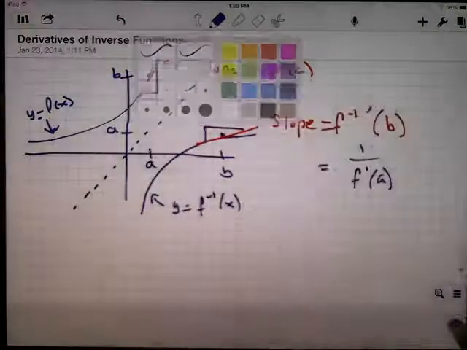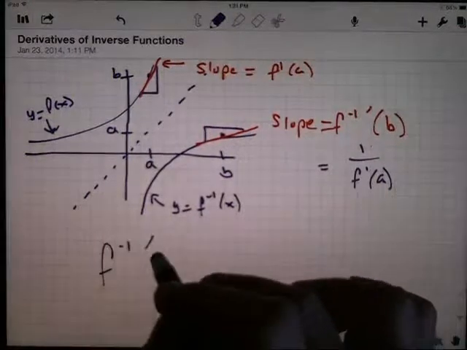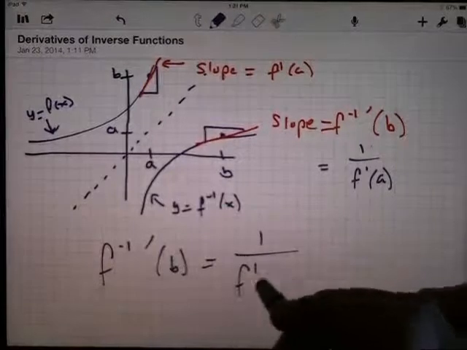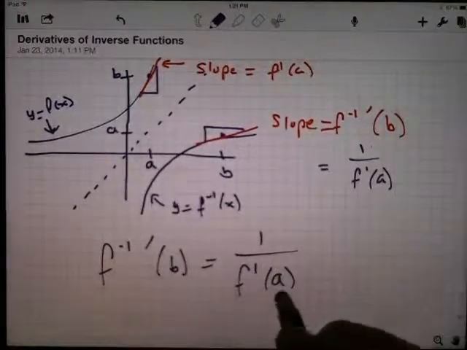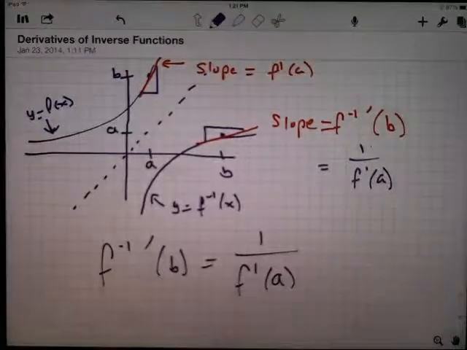So there you go. What I said to start with was that the derivative of the inverse function is the reciprocal of the derivative of the function with the other variable plugged in. This is an a, that's a b. We'll take a look at many examples of how this works.